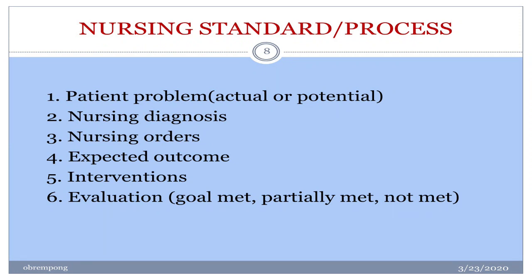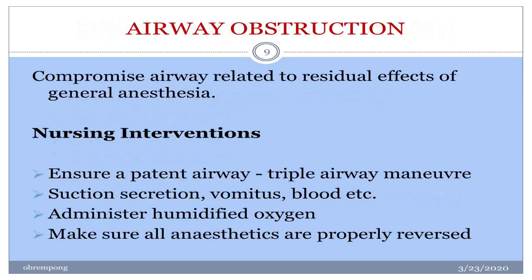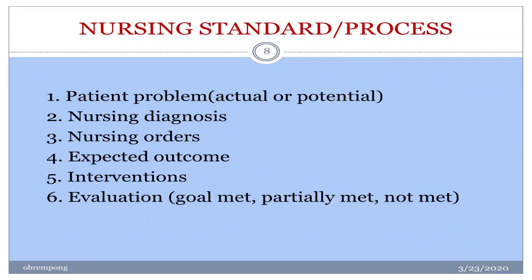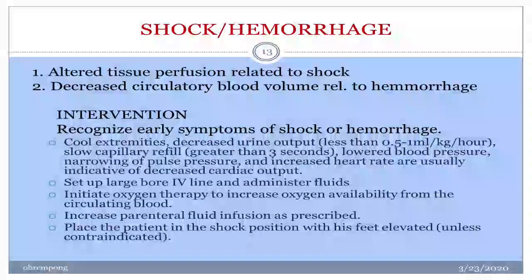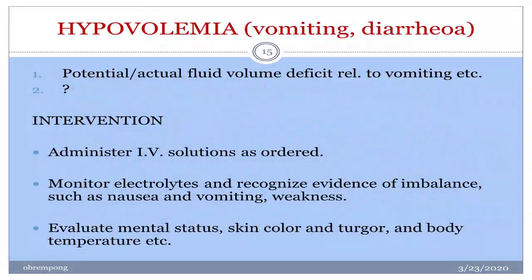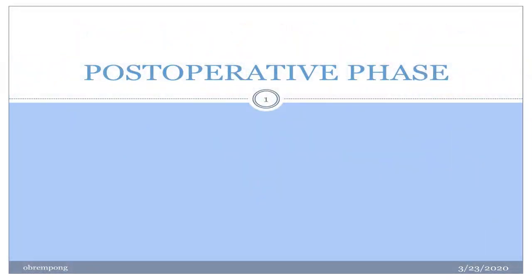Nursing orders. So what would you do? An expected outcome. After what you have done, what are you expecting? And then what will you do about it? An intervention. And after that, is your goal met, partially met, or not met at all? After whatever you have done for the patient, you have to make sure that you do a nursing evaluation to be able to see whatever is going on. So this is the end of our post-operative phase as well.